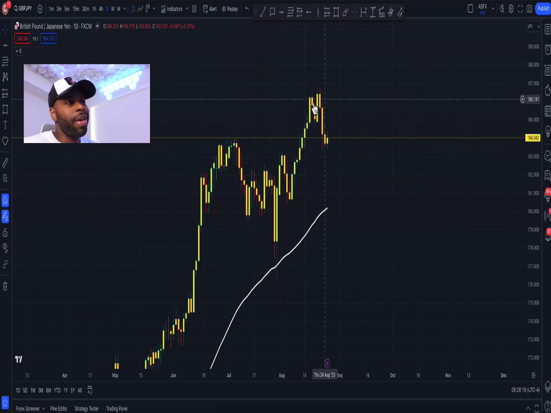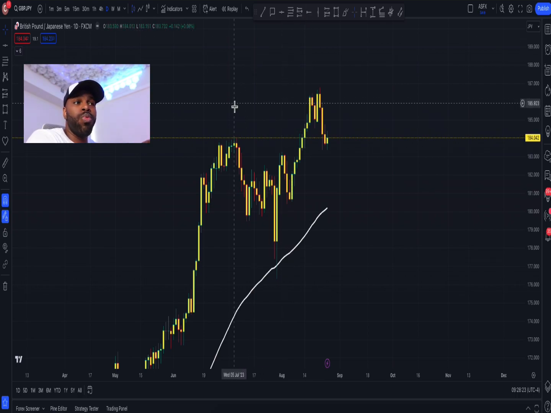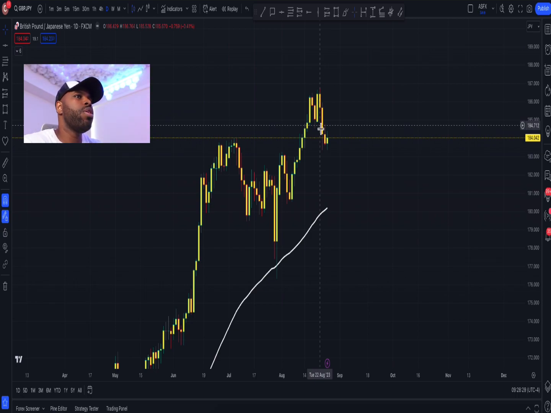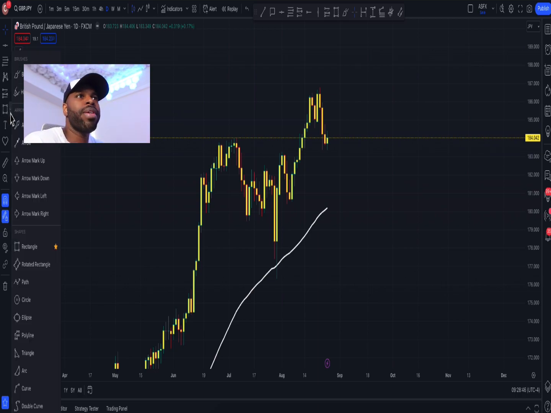On the daily, you're looking for your previous weekly high and your previous weekly low. Once you figure out your previous weekly high and low, you want to pull out your rectangle tool here on TradingView. If you don't know where to find that rectangle, you'll see a toolbar, 1, 2, 3, 4, 5, 6. You'll find a rectangle toolbar.